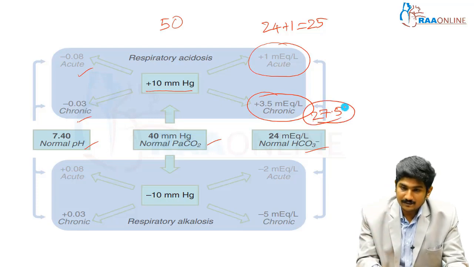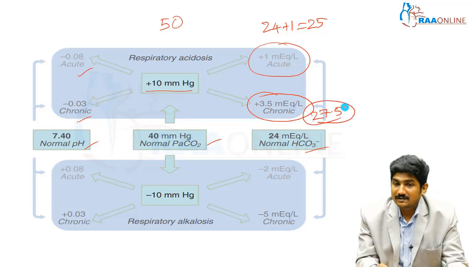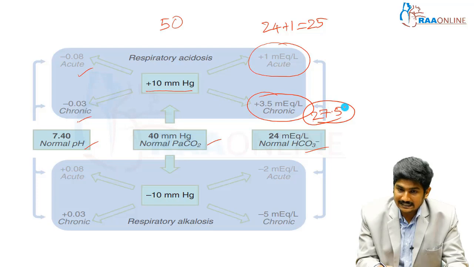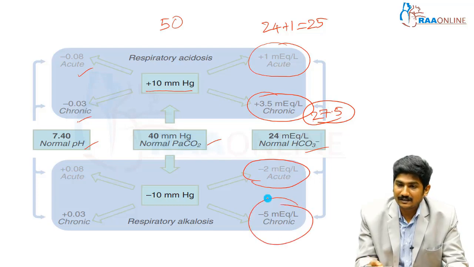So now, coming to the alkalosis part, the patient is breathing very fast and the PaCO2 has dropped. What will be the compensation, right? For every 10 mmHg drop in PaCO2, for acute cases, the bicarb also loses 2. And in chronic cases, bicarb will be lost: for every 10 drop in CO2, 5 of bicarb will be lost, right?